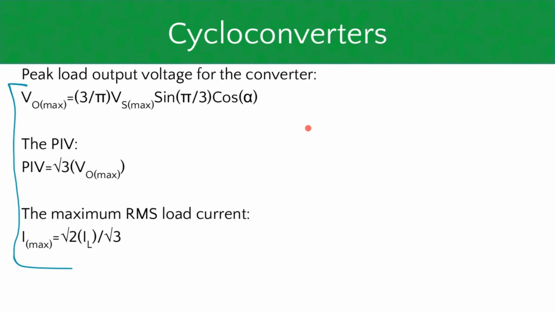Otherwise, you're never going to get your answers. You guys can go and test this as well. So yeah, so there's that. So that's for the cycloconverter. That alpha is just your, what is it? Your firing angle.